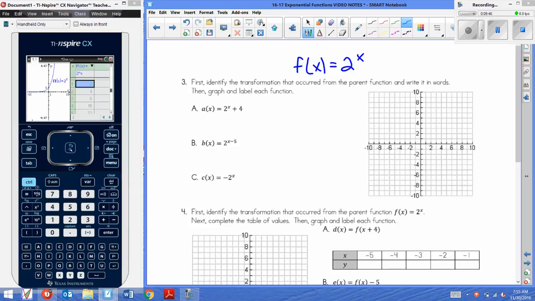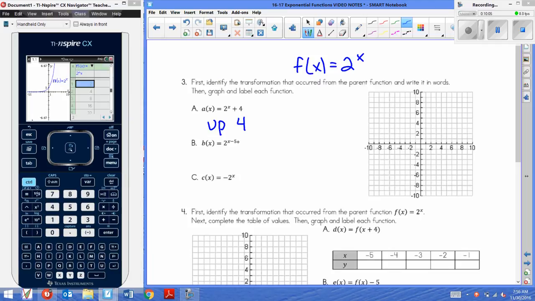If you ever get stuck, you can always use your technology to help you to maybe make it look more like what we did in example number 2. But in A, we see a 4 on the outside, which means it's a shift of 4 up, or the parent was moved up 4.